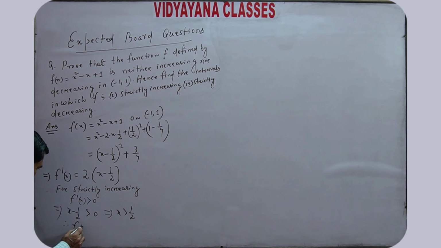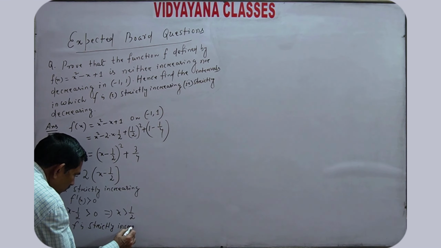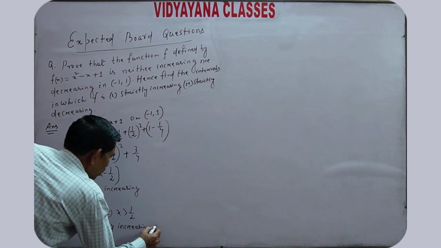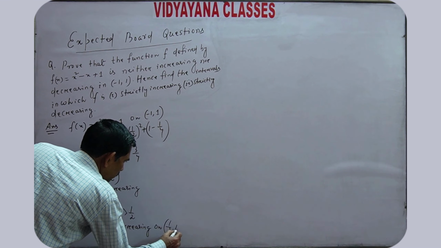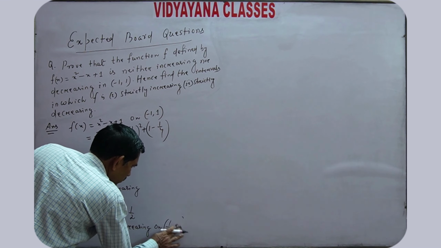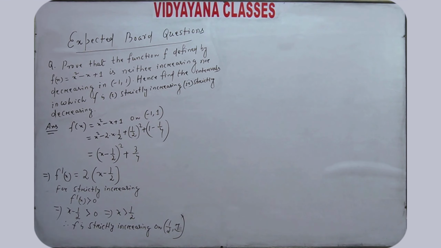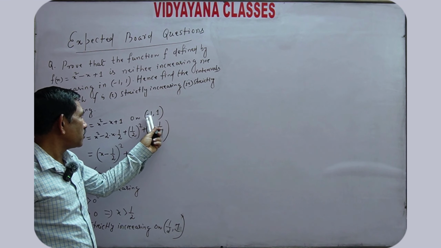Therefore, f is strictly increasing on (1/2, 1). Clear? Since the function is defined on (−1, 1).